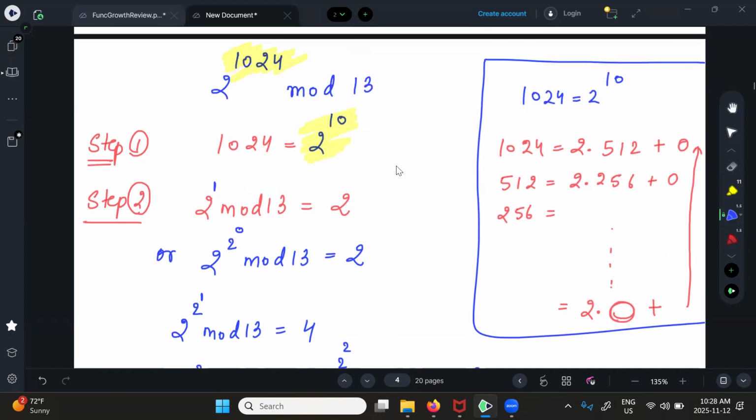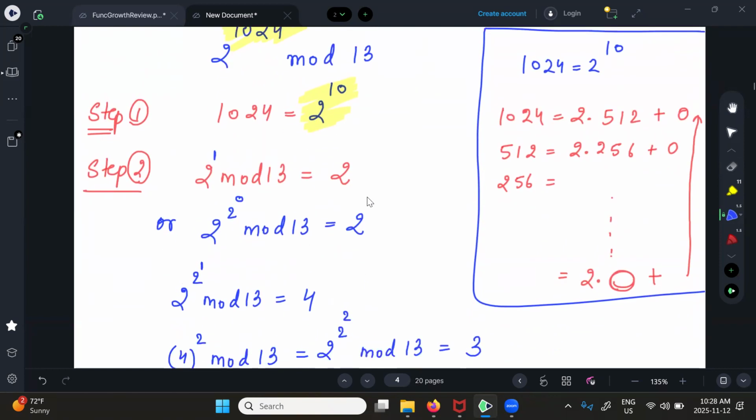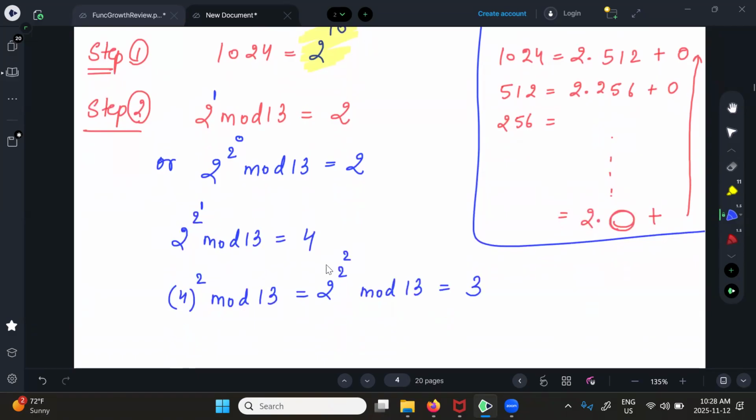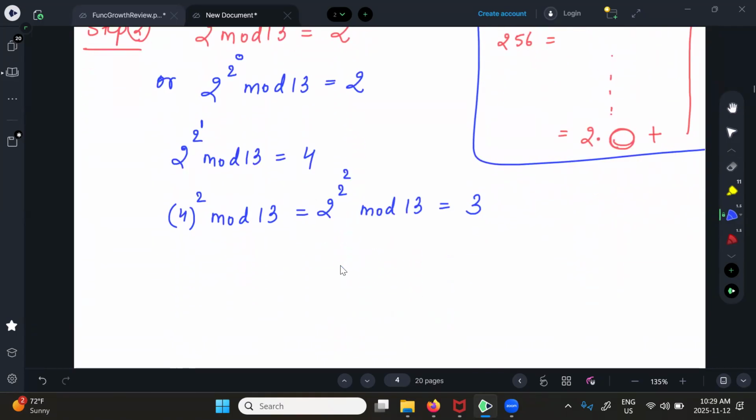Okay. Step 1, write the power as 2 to the power something or sums of that. Step 2, start looking for remainders. I just wanted to make this connection that 2 to the power 1 is nothing but 2 to the 0. Then every time you square, you are adding 1 to the power in each step. That's the connection I wanted to make. There are more examples in my lecture notes if you want to read.